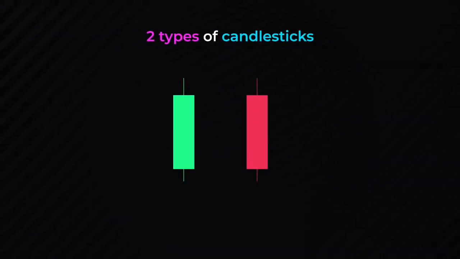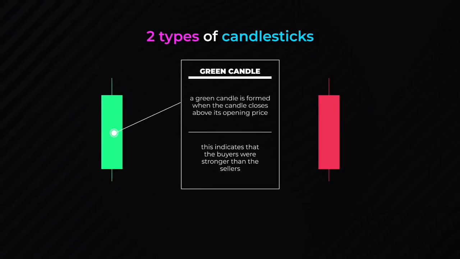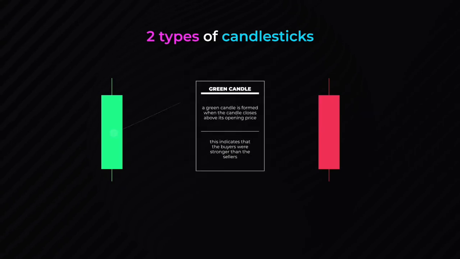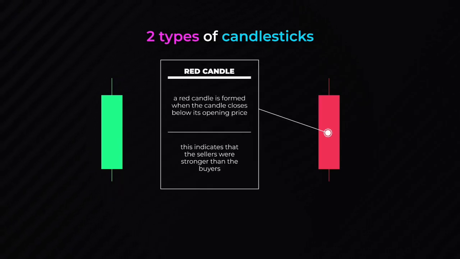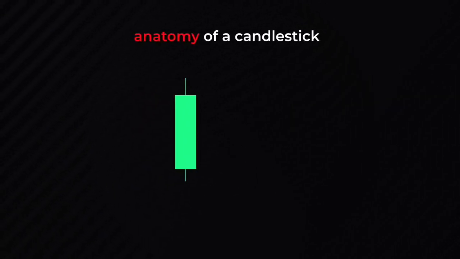There are 2 types of candlesticks, green candles and red candles. A green candlestick forms when the candle closes above its opening price, showing that buyers were stronger than sellers. Similarly, a red candlestick forms when the closing price is below the opening price, showing that sellers were stronger than buyers. A single candlestick consists of 2 parts.